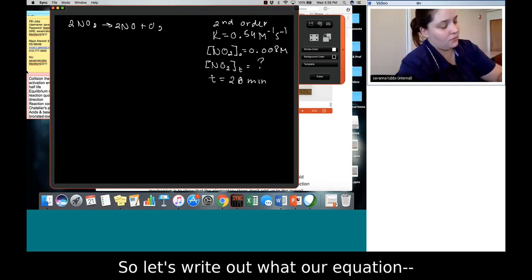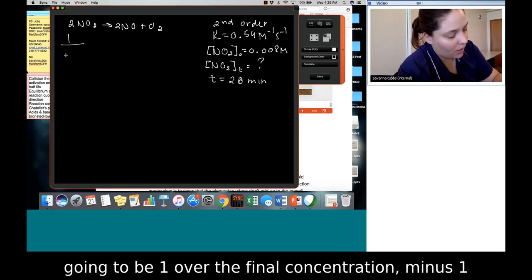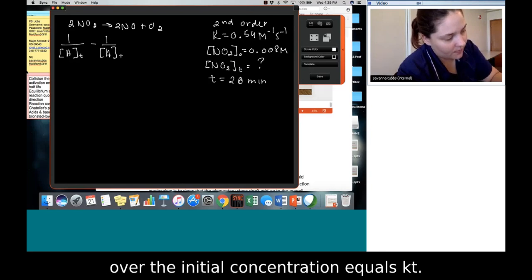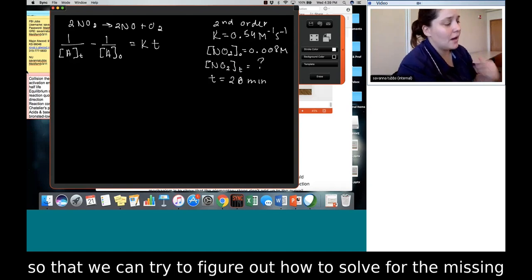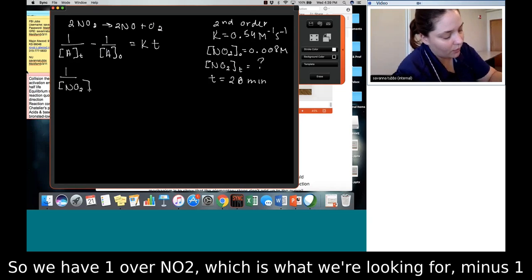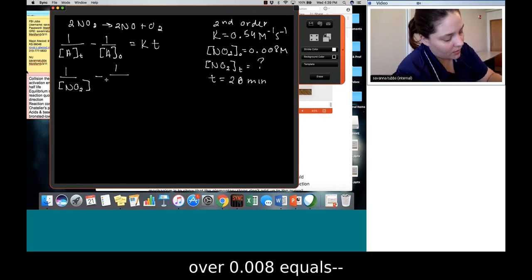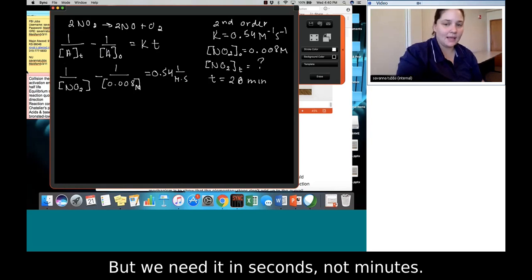All right, so let's write out which equation we are using. So we have a second order, which is going to be 1 over the final concentration minus 1 over the initial concentration equals kt. And so we can plug in the variables that we know so that we can try to figure out how to solve for the missing variable. So we have 1 over NO2, which is what we're looking for, minus 1 over 0.008 molar equals 0.54, 1 over M times s, times time, but we need it in seconds, not minutes.